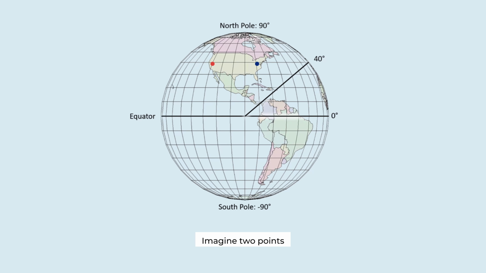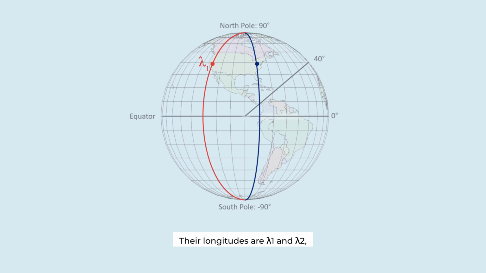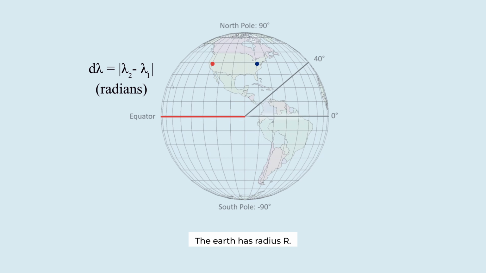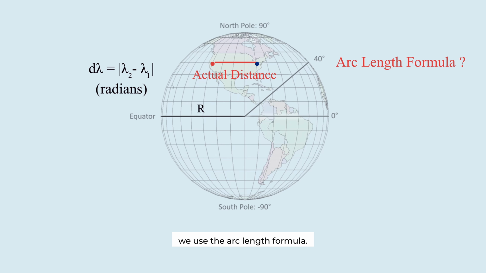Imagine 2 points at the same latitude theta. Their longitudes are lambda1 and lambda2, with a small difference d lambda. The unit of lambda is radians. The Earth has radius r. To find the actual distance between those points, we use the arc length formula.